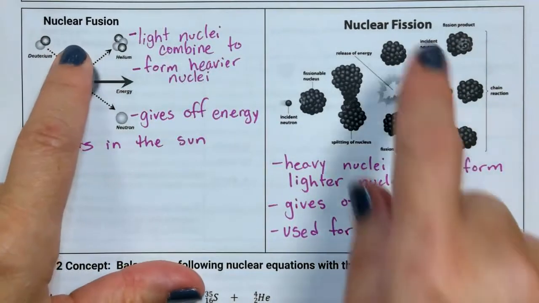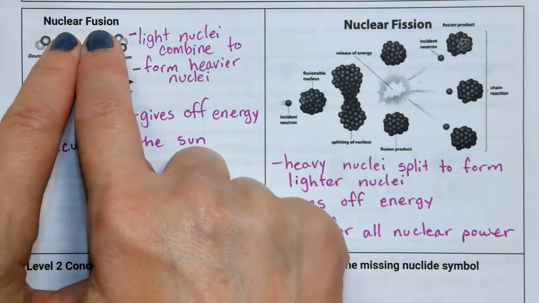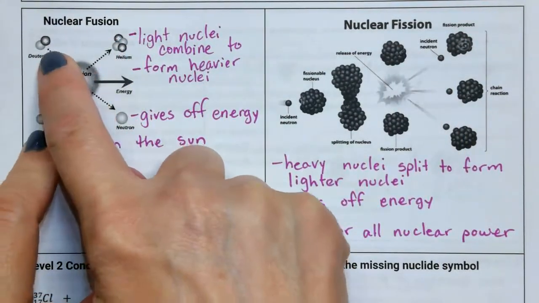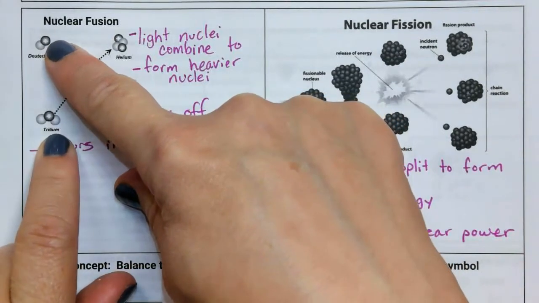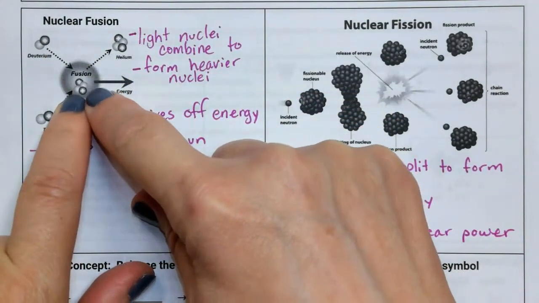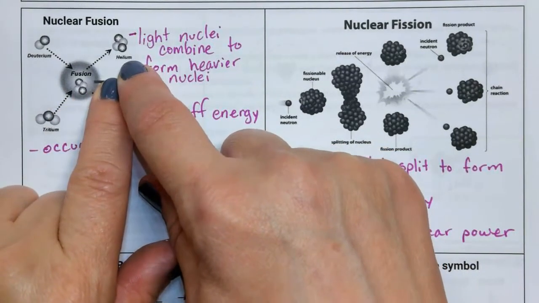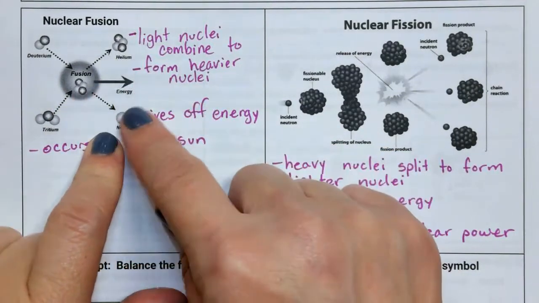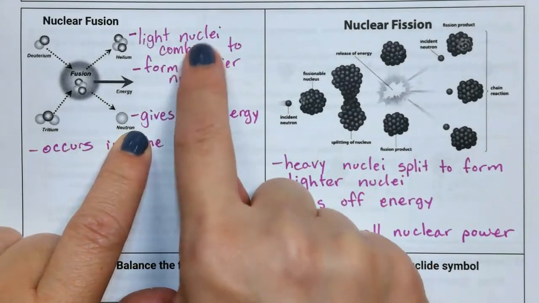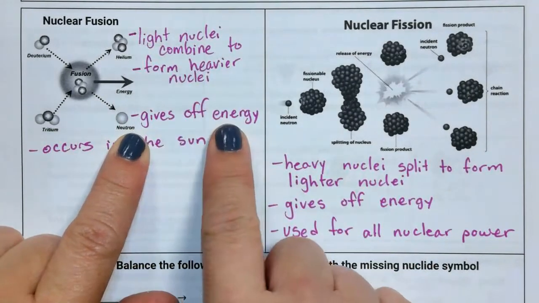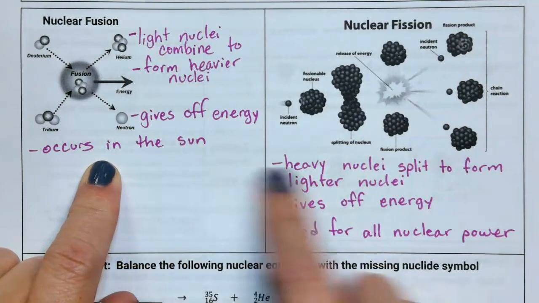Compare nuclear fusion and fission. Nuclear fusion, fuse means to combine or come together. We're going to take two very light nuclei. These are both hydrogens. They will come together and fuse and become something slightly heavier, like helium. So light combines to form heavier. It's going to give off energy. This is what occurs in the sun.